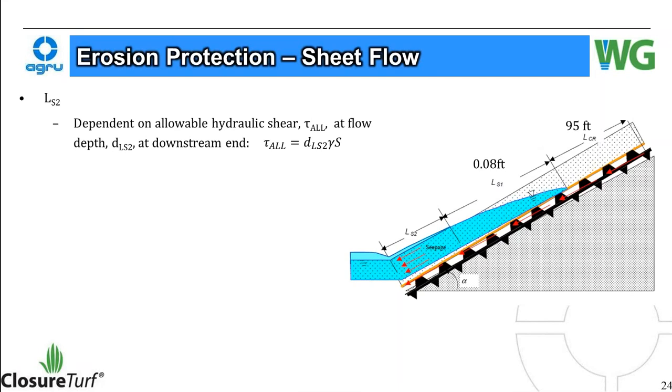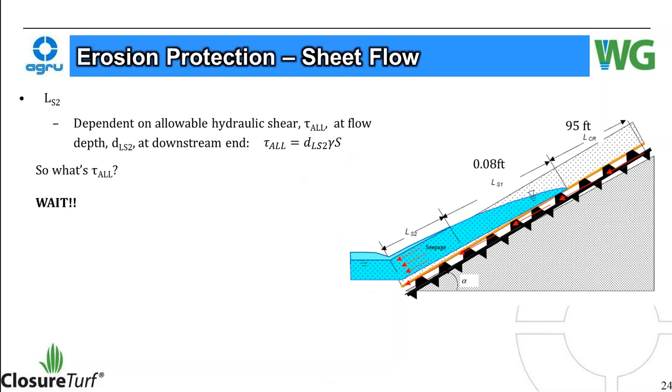Now for L sub S2, this is dependent on the allowable hydraulic shear of the ballast sand. And we'll base that on the flow depth at the toe of this slope here, or the end of L sub S2, using this equation right out of Chow for hydraulic shear, simply the flow depth times the density of water times the slope of the water flow. So what is the allowable shear?